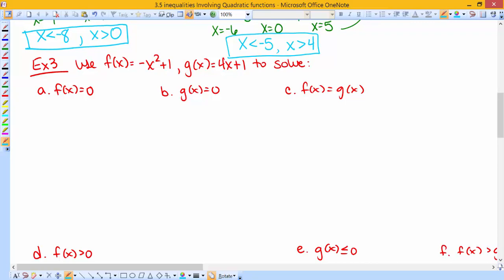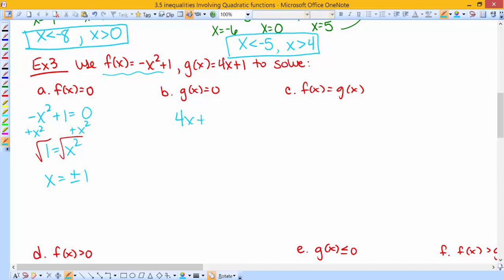So for A, it says f of x. Well, here's f of x. So negative x squared plus 1, and I set it equal to 0. Well, I'm going to add x squared. So 1 equals x squared. Because it's a square, I can square root. Just don't forget that you must put plus or minus. So A is done.